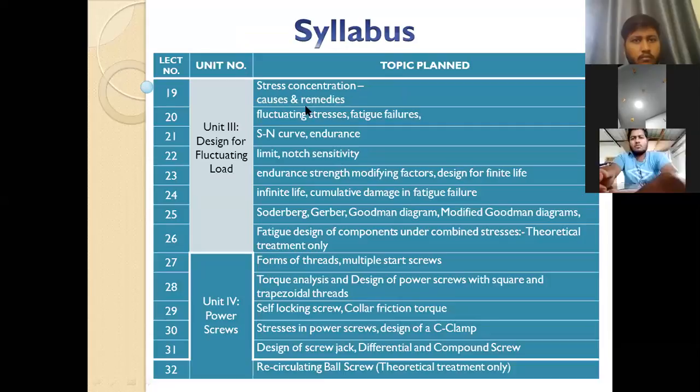Soderberg diagram and Gerber and Goodman diagram. On those we'll be getting numerical equations.